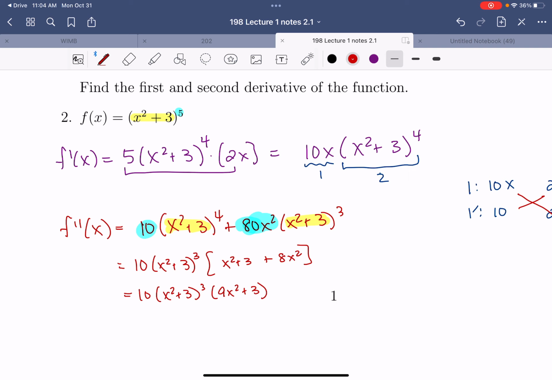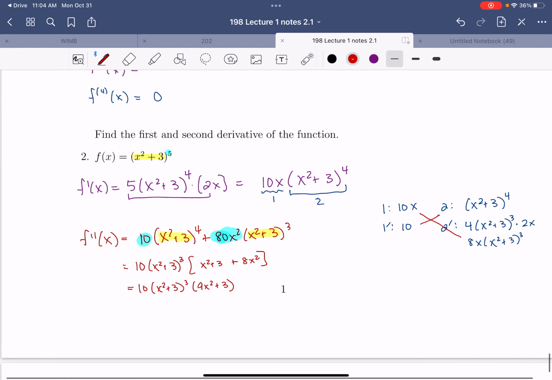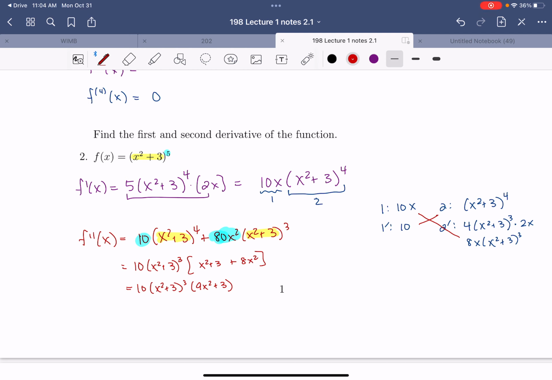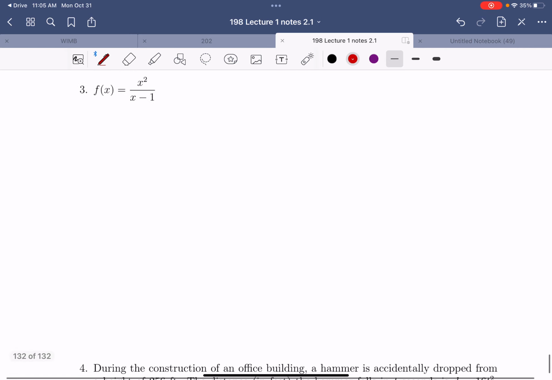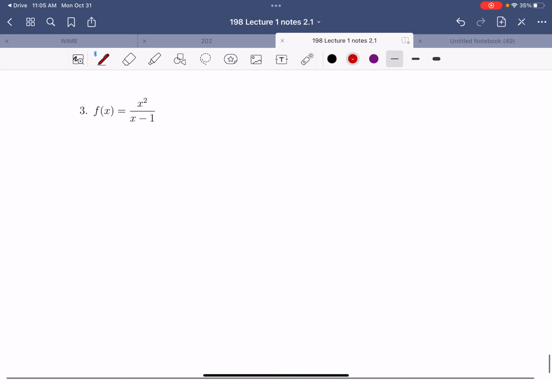But we're going to stop there. But keep in mind, reevaluate each time you take a derivative. Your function might look different structurally and might need different rules. Number 3 is a quotient rule.